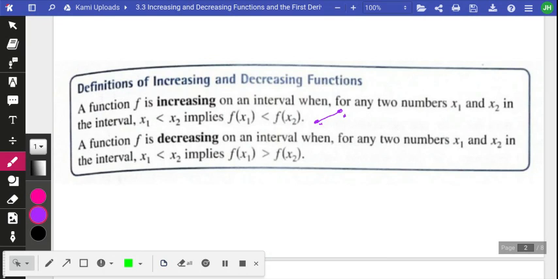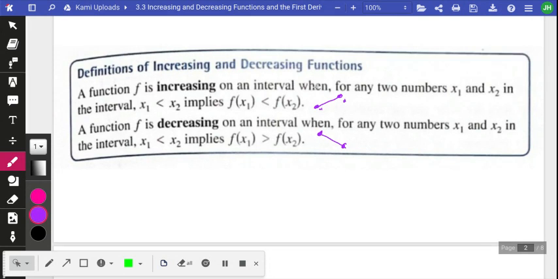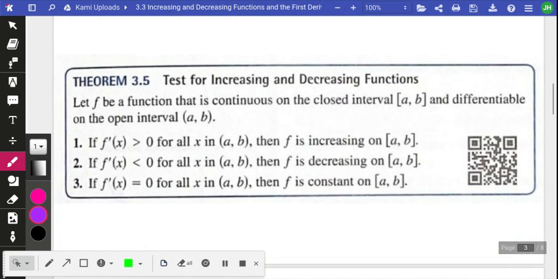Decreasing then does the opposite. If I have two x values, an x value to the left and an x value to the right, but their outputs, the left side is greater than the right side in that case. You're always still looking left to right, which is what x sub 1 less than x sub 2 means. But when they put it in the f of x terminology, it's talking about the outputs, and you're looking at your y values.